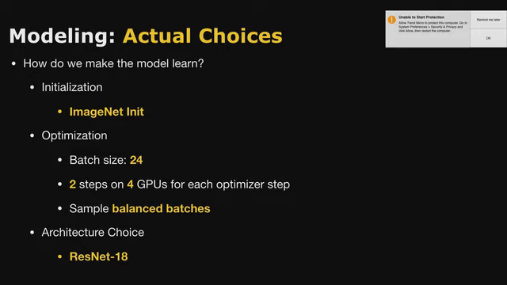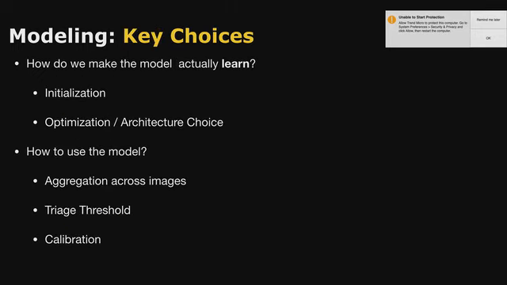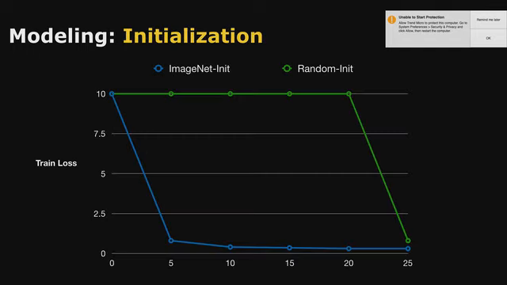And for backbone architecture, we use ResNet 18. That's just kind of fairly standard. But as I said before, one of the first key decisions is how you think about your initialization. So this is a figure of image initialization versus random initialization. It's not any particular experiment. I've done this across many, many times.